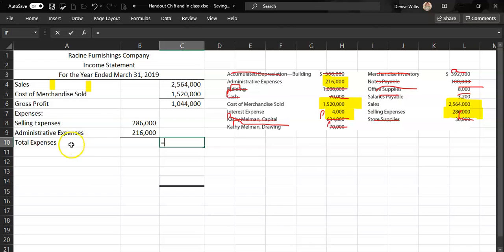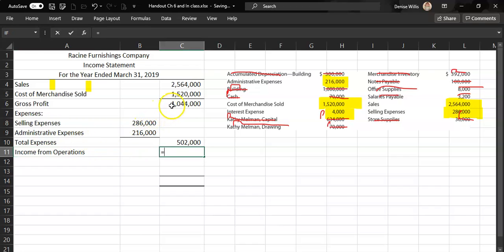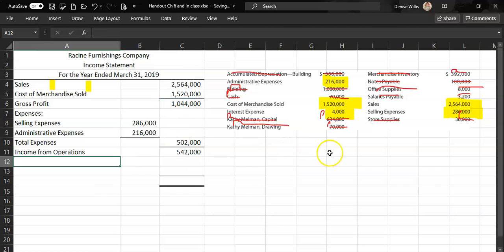That is just an addition of these 2 numbers over here. Total expenses are 502,000. We know our gross profit is 1,044,000. Our total expenses are 502,000. That gives us income from operations. That is not the same as net income. Remember, then we'll talk about that. Income from operations is 542,000.